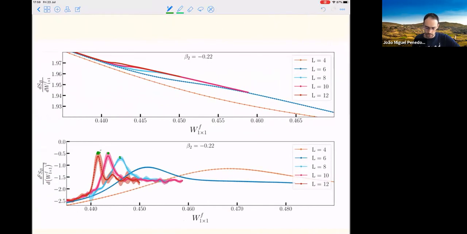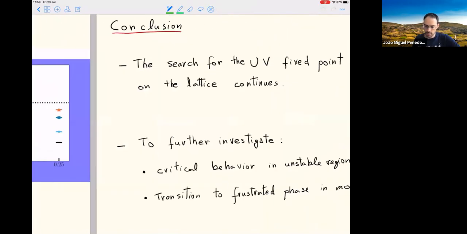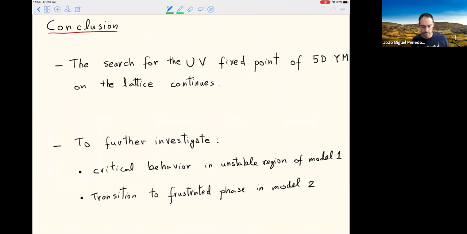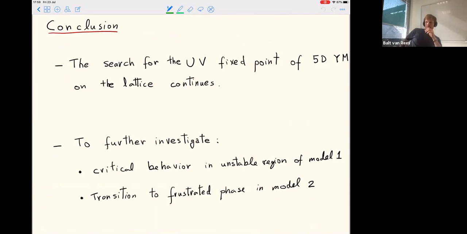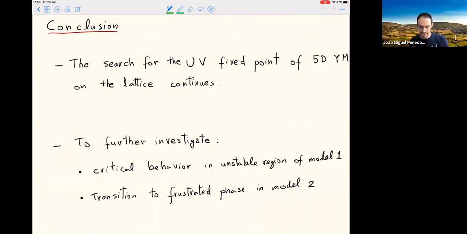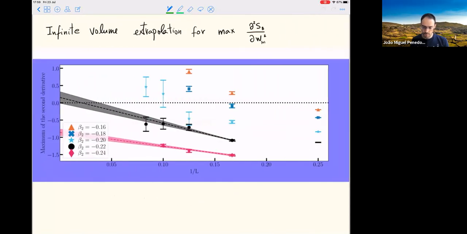Okay, so that's all I wanted to say. So I would say the search continues for the lattice model that gives you this UV fixed point. And the two points that we are focusing on, that we would really like to understand, are this critical behavior that I mentioned in the unstable region, and this transition in model 2.